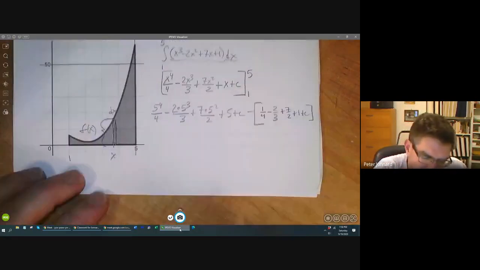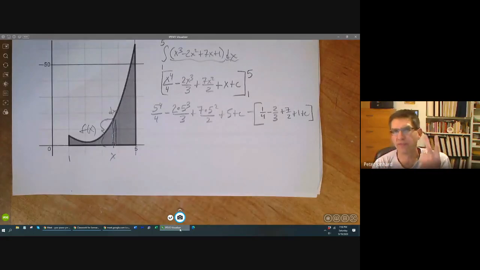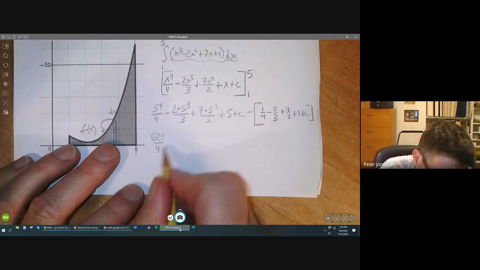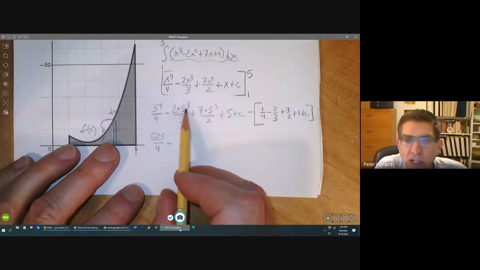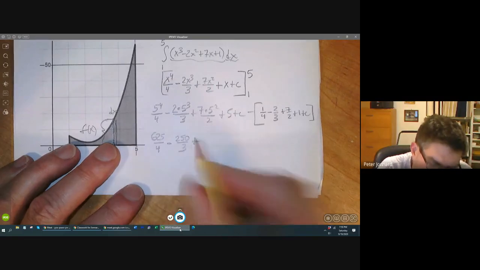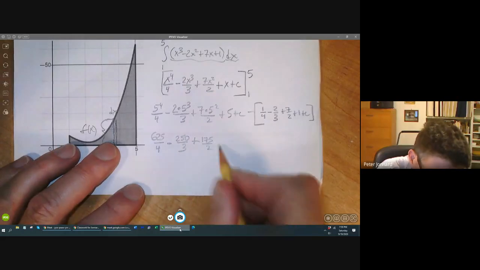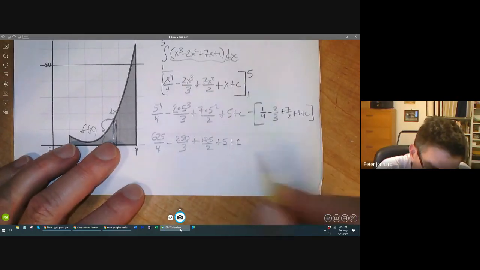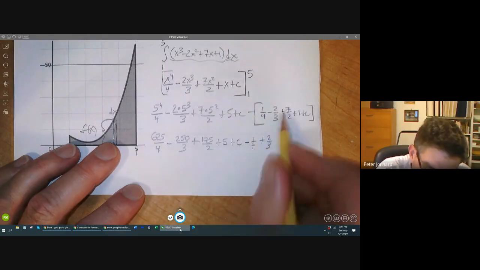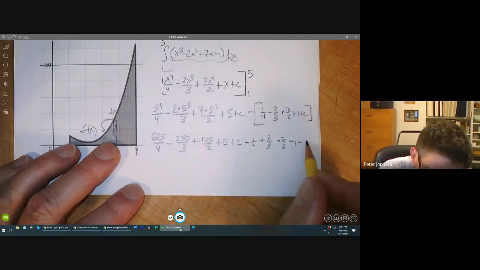Okay, and then I just need to clean this up. 5 to the 4th is 5 times 5, which is 25, times 5 times 5, 25 again. That's 625 fourths minus, this is 125 times 2, which is 250 thirds, plus, this is 25 times 7, 175 halves, plus 5, plus c, minus a quarter, plus 2/3, minus 7/2, minus 1, minus c.